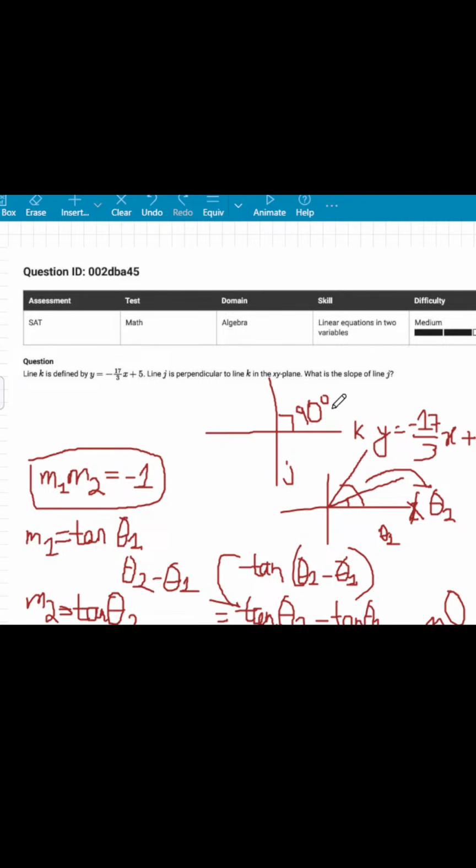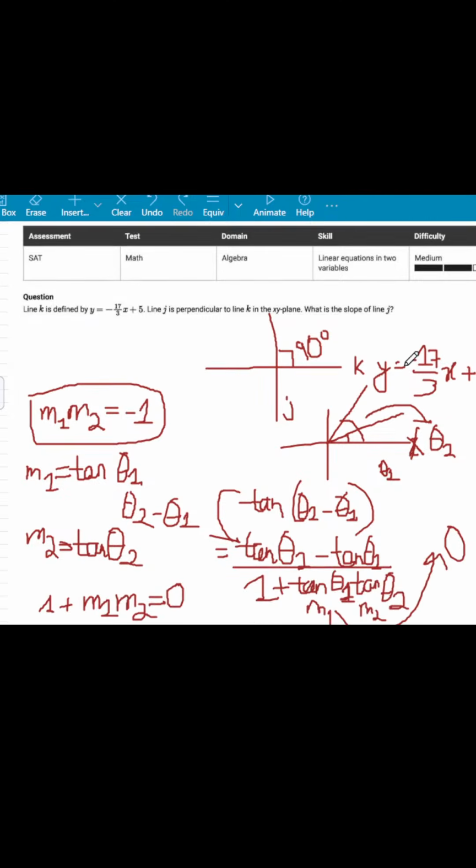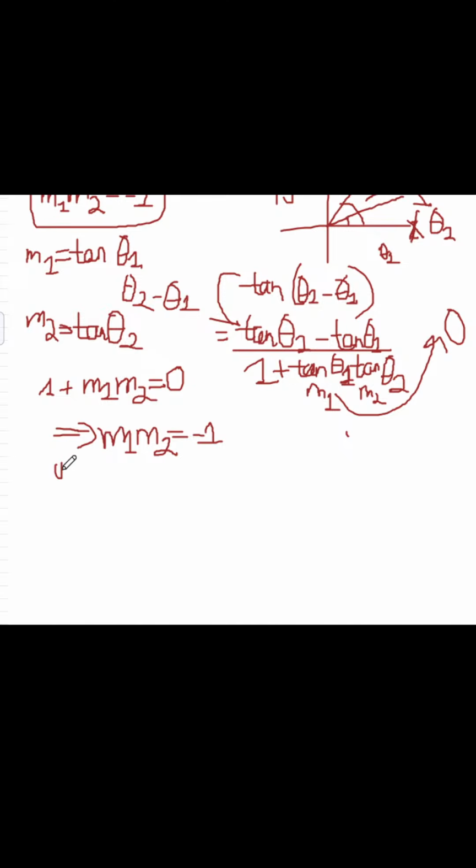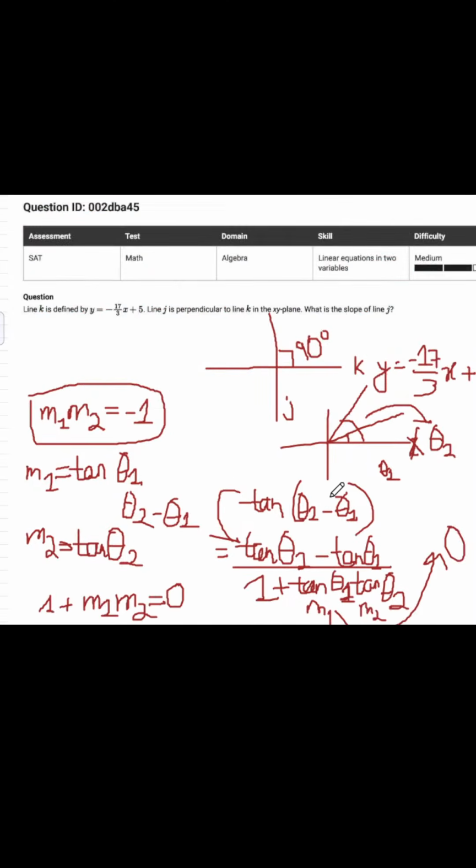So if we want to find the slope of line j, we can use this because we already know that the equation for the line k is y equal to minus 17 by 3 x plus 5. This is already in the form of y equal to mx plus c. So m is minus 17 by 3 and c is 5.